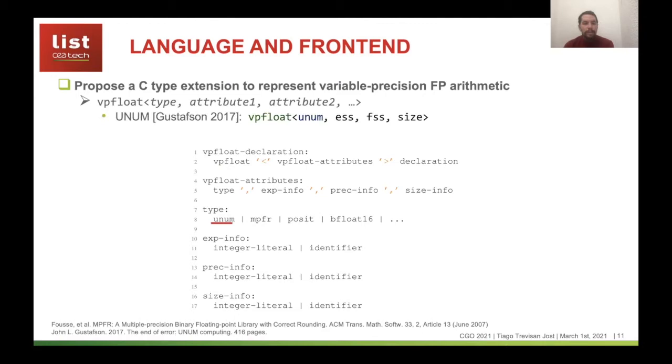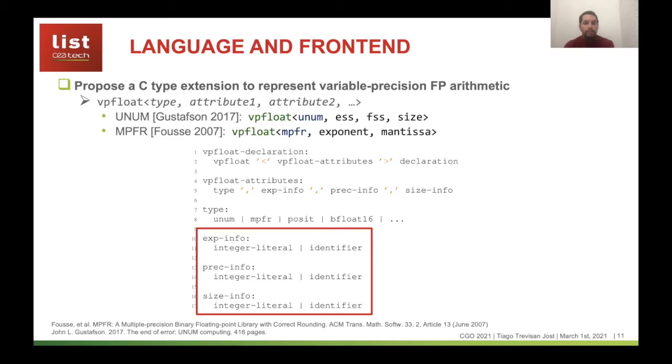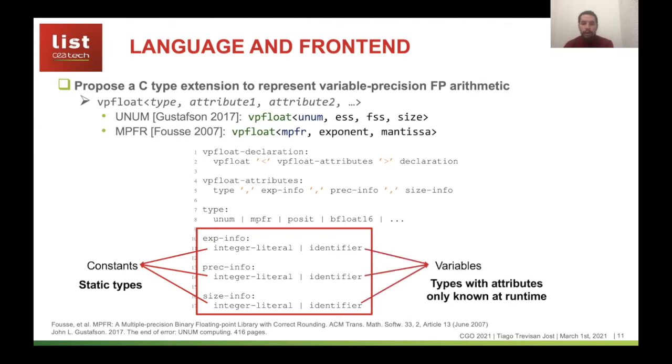So the type can be a UNUM type, which was defined by Gustafson in 2017, or the MPFR type, but other types can also be added. Each one of the remaining attributes can either be an integer literal, which means that we can define constants, and that makes declarations of static types, or an identifier, which are the variables of the code, which makes the types with attributes that are only known at runtime.